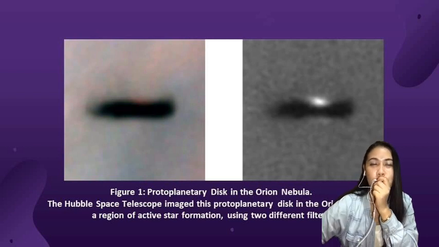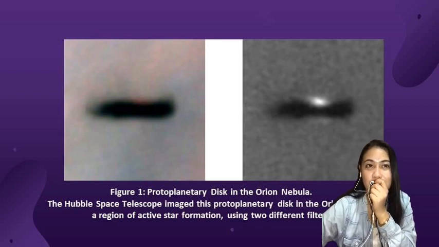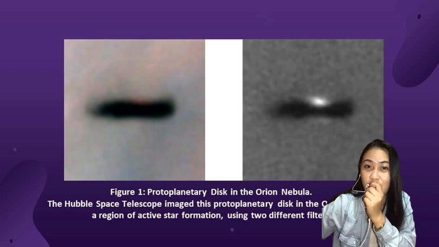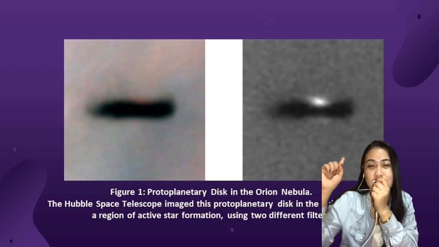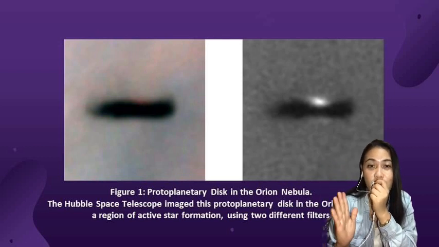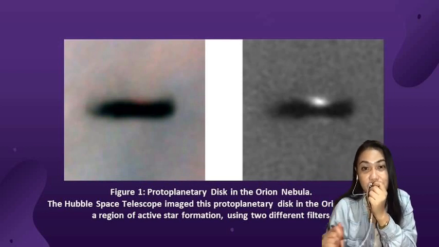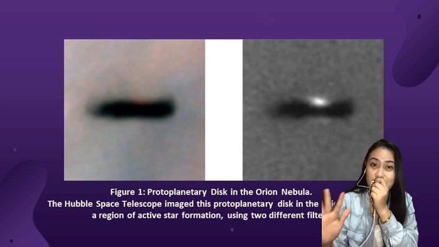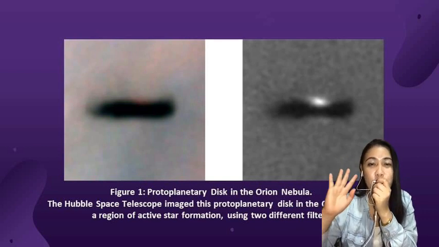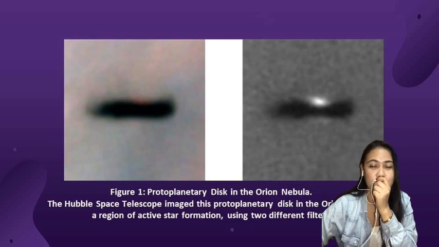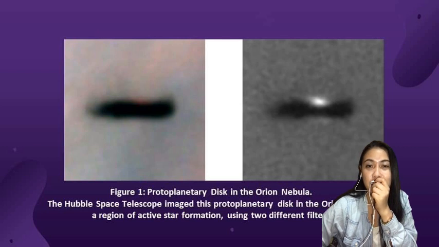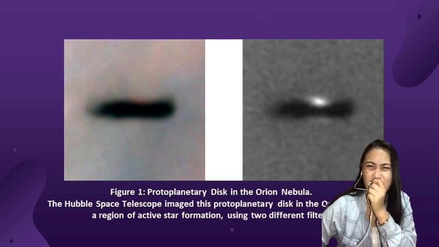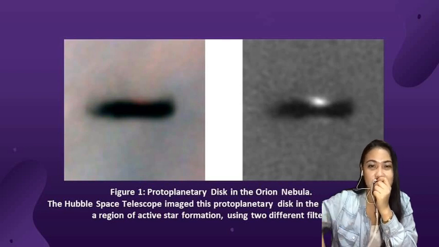Okay, so figure 1 shows the protoplanetary disk in the what? Orion Nebula. So the Hubble Space Telescope imaged this protoplanetary disk in the Orion Nebula. It is a region of active star formation, using two different filters as I said earlier. The disk is about 17 times the size of our solar system. Did you know that? Well, we will tackle this in this video, okay?